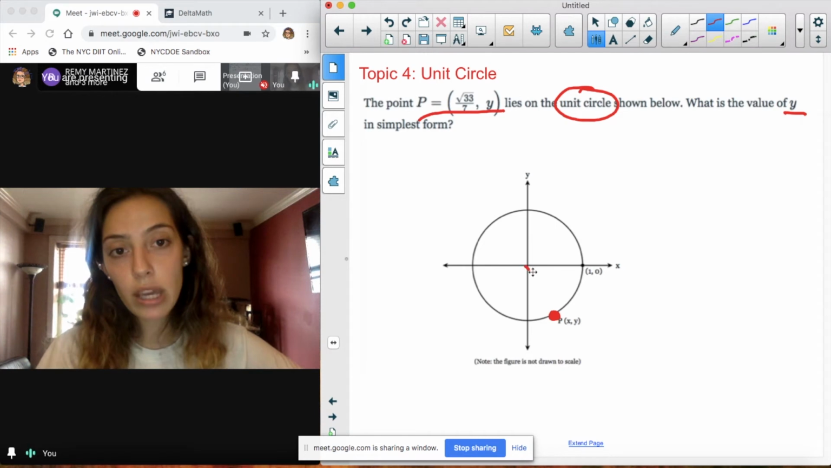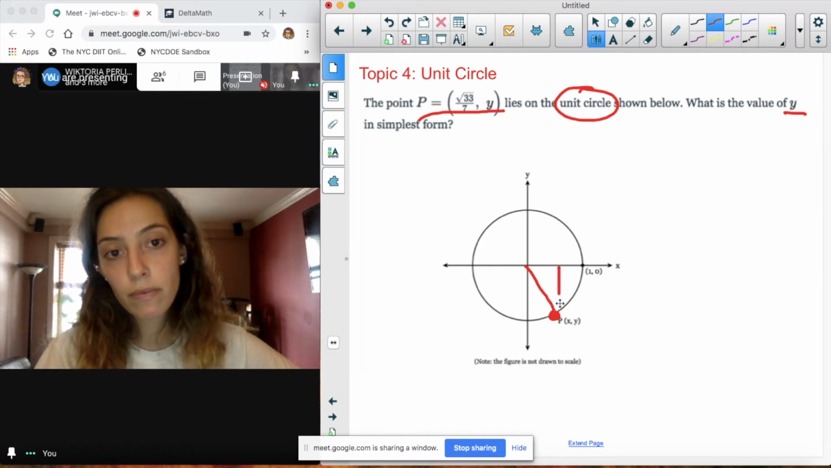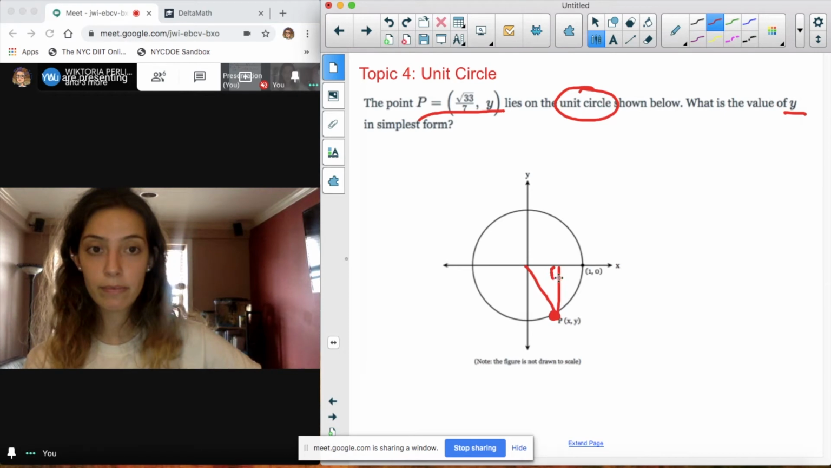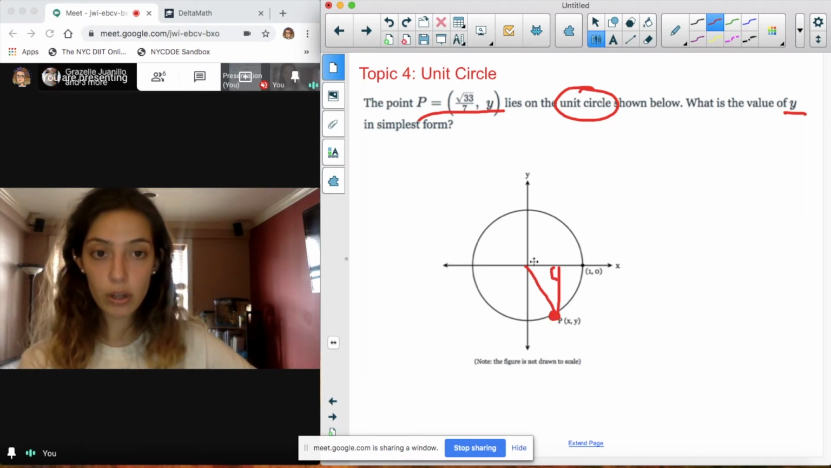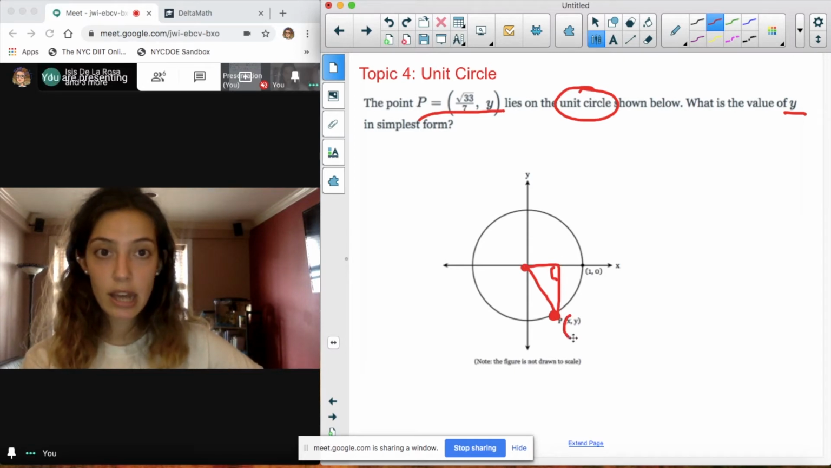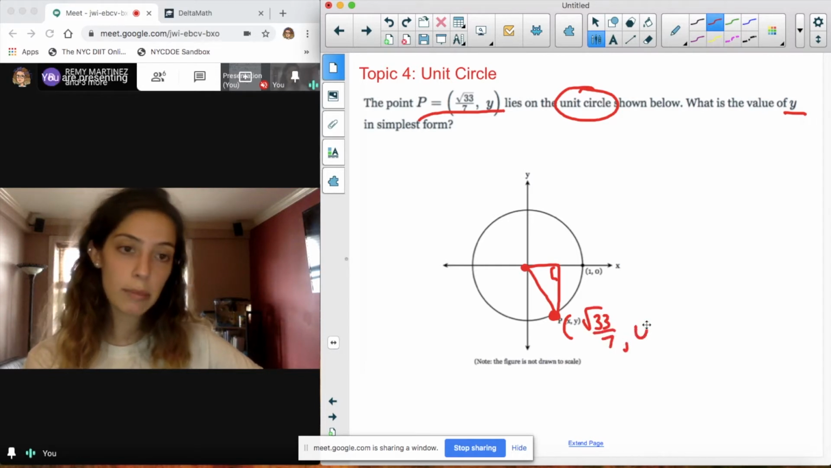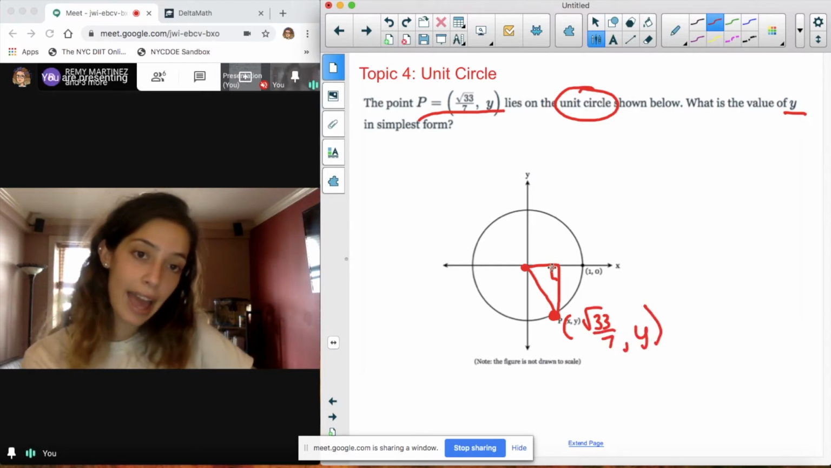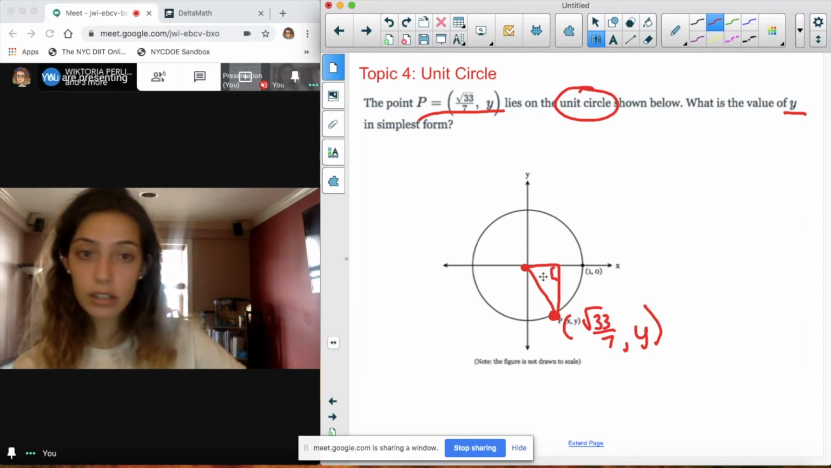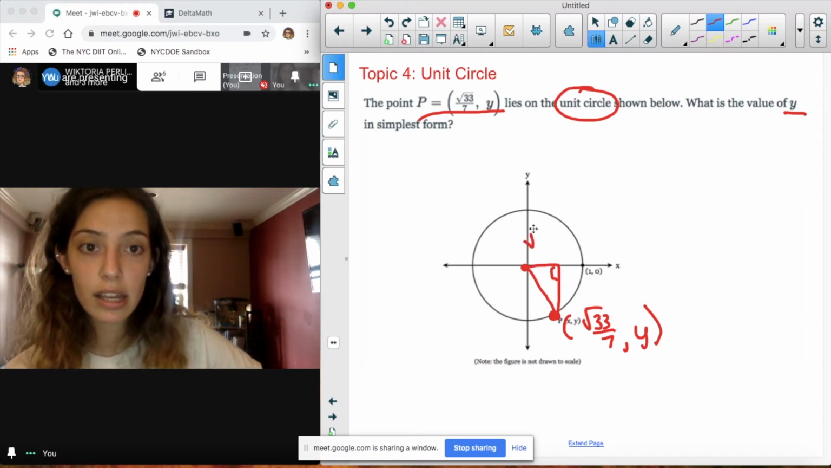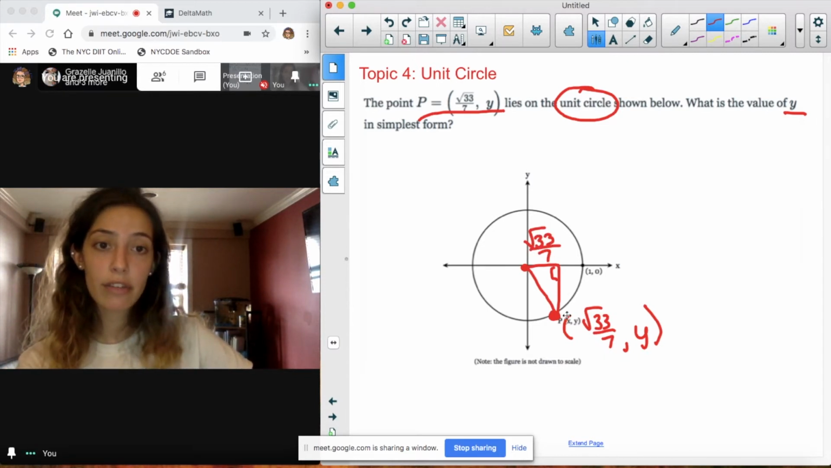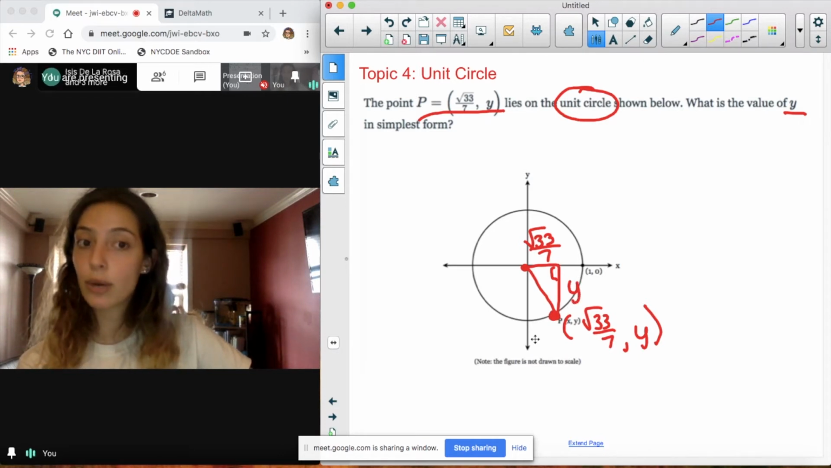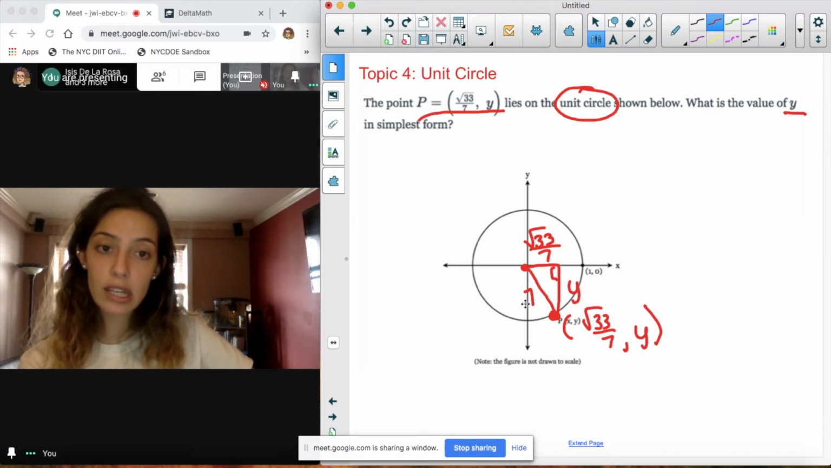When you're given a point, you should always draw your triangle. Okay? So there's our triangle. We draw a point to the origin and we drop it to the x-axis. Now this point, they told us, is radical 33 over 7, comma y. So this x value here, the horizontal distance, is radical 33 over 7. The vertical distance is y, because we don't know that, but the hypotenuse is 1.